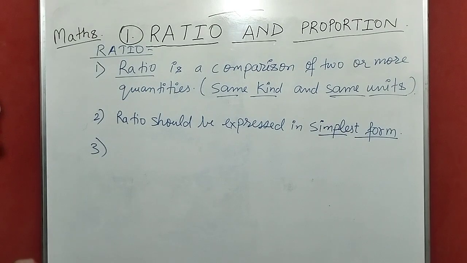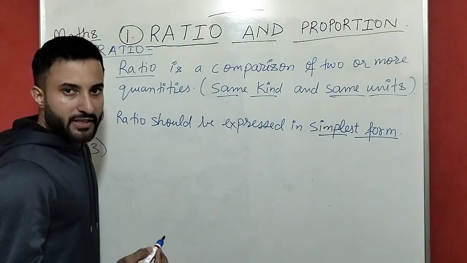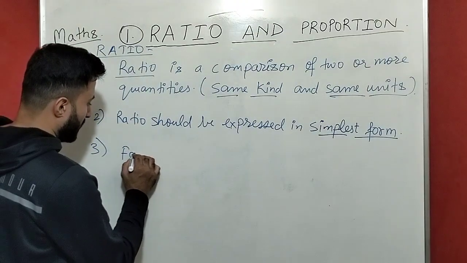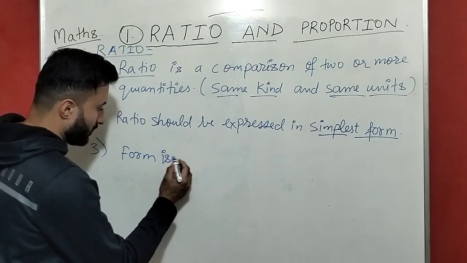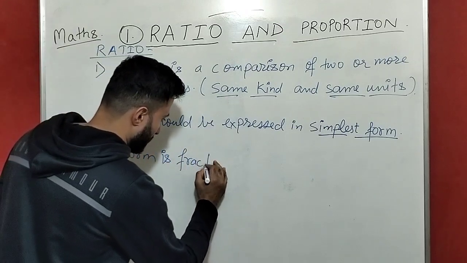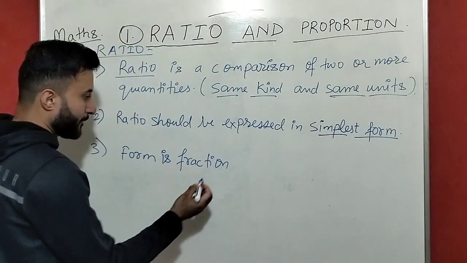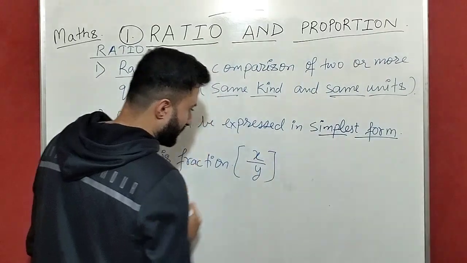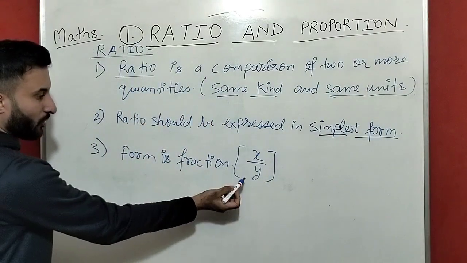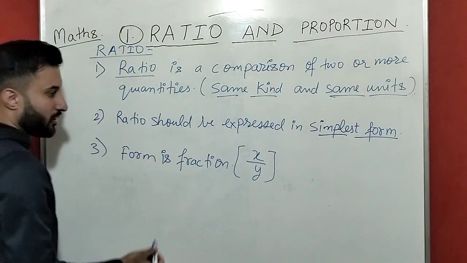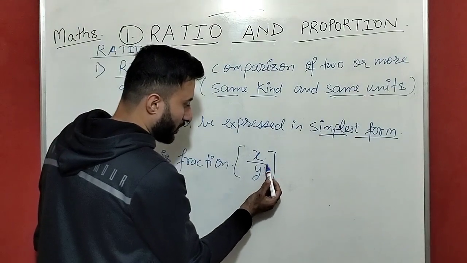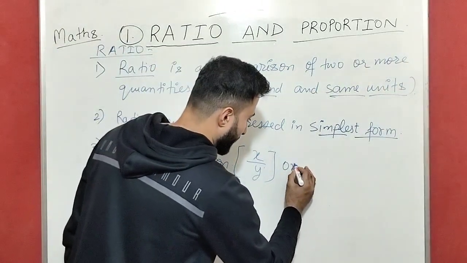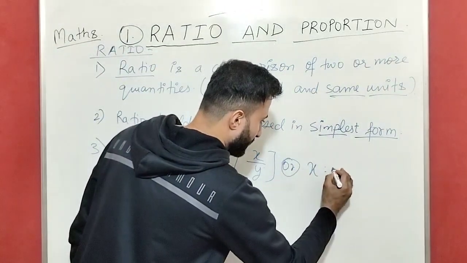See the ratio. Ratio is in a form of what? Fraction, right? Ratio form is fraction. Fraction we used to write x by y, right? Ratio form is in the form of fraction, x by y, because we are comparing the two quantities. Or we can write the ratio as x is to y.